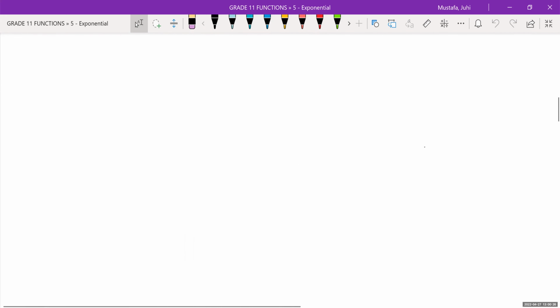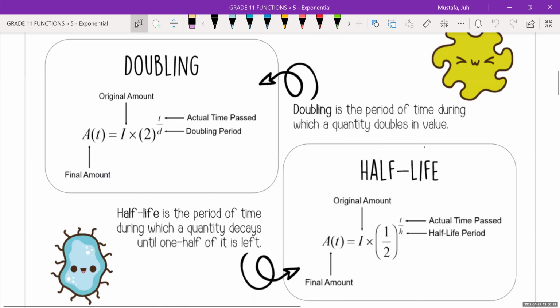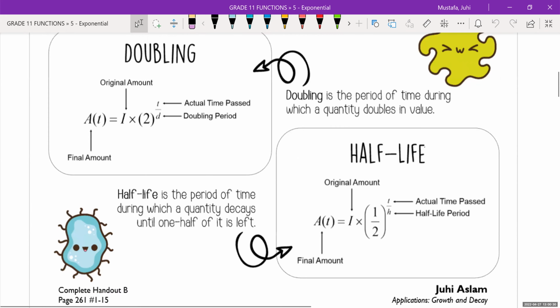Let's do some math. Actually, before the math, here are the formulas for doubling and half-life. So when we're talking about doubling, our base is specifically going to be the number 2. And when we're talking about half-life, our base is specifically going to be a half. And the official definitions are doubling is the period of time during which a quantity doubles in value, and half-life is the period of time during which a quantity decays until 1/2 of it is left.